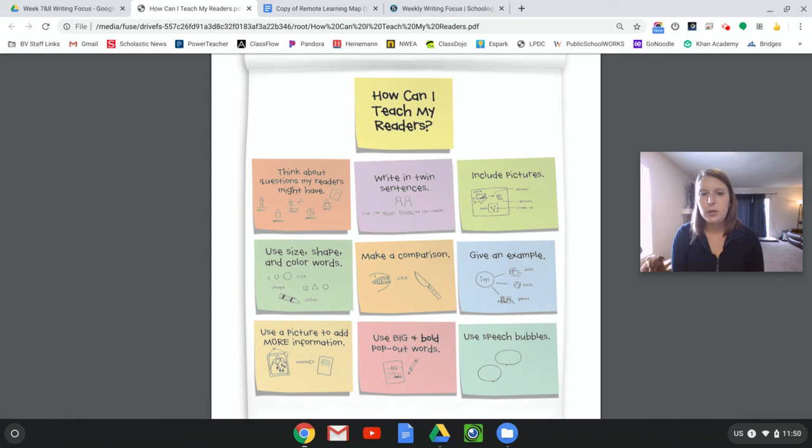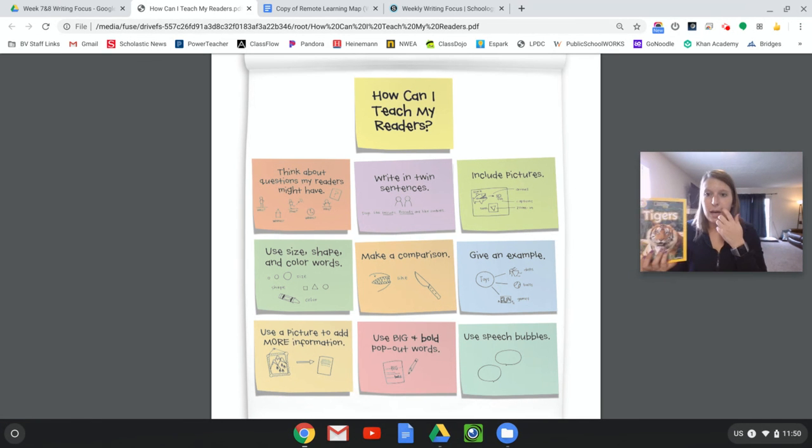And remember, you can research the topic you want to write about on Myon. There's a lot of books that you can search for. So look on Myon and pick a topic that you want to learn facts about, and then write your own book. Remember, they need to be your own.